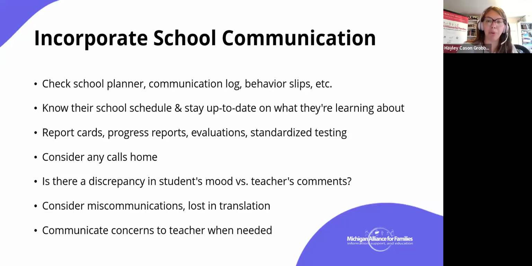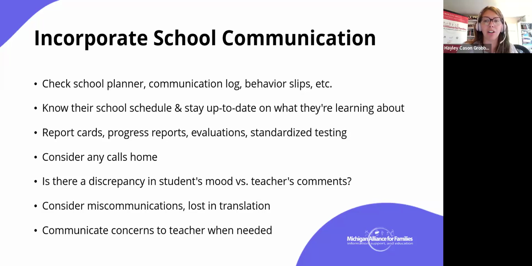Sometimes it could be as simple as looking at their communication log and saying, "Oh, you had a happy face or a green day today," or "It looks like you might have been feeling frustrated during gym. What was happening?" It's just really important to stay on top of all of that communication.